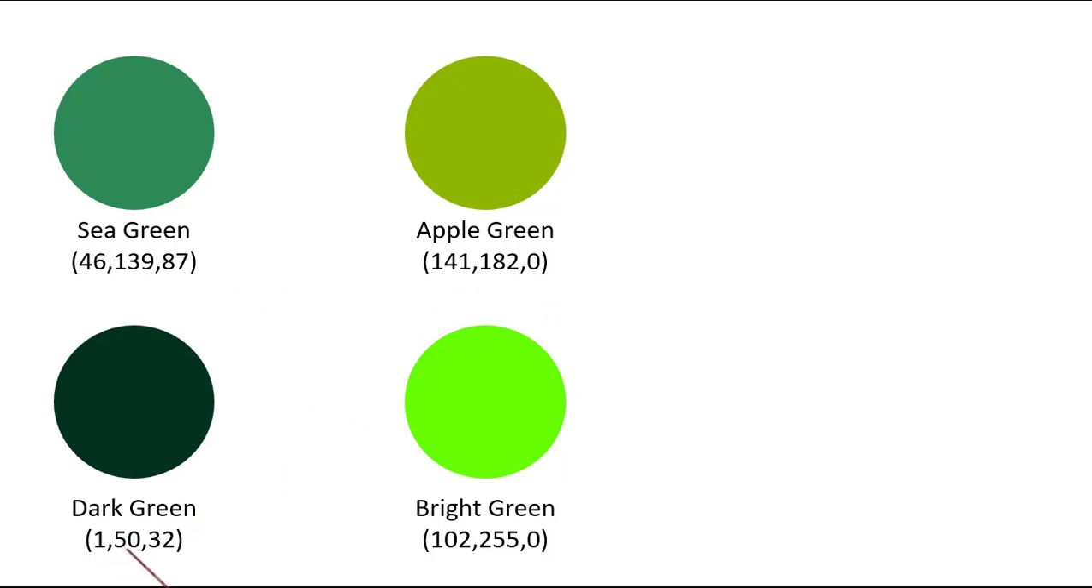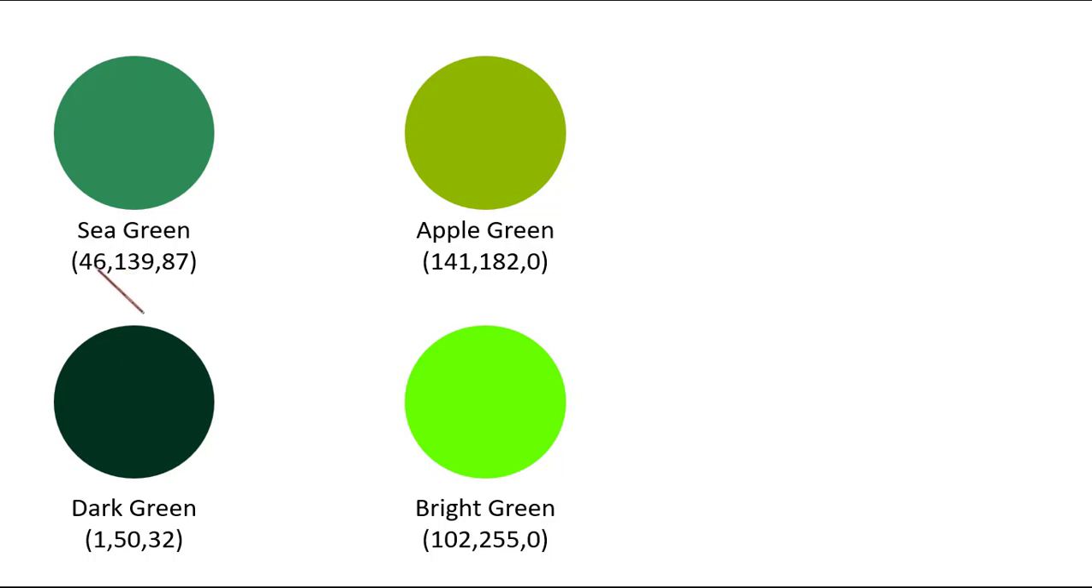Dark green is 150 and 32. And bright green is 102, 255, and 0. So in RGB, the numbers could be a minimum of 0 and a maximum of 255. So this is a minimum 0, this is maximum 255. So the color black is represented as 0, 0, 0 and the white color is represented as 255, 255, 255.